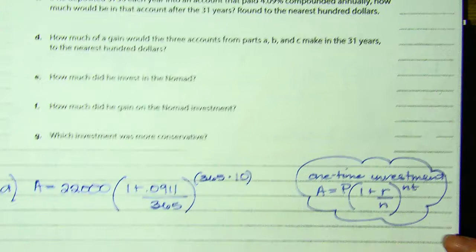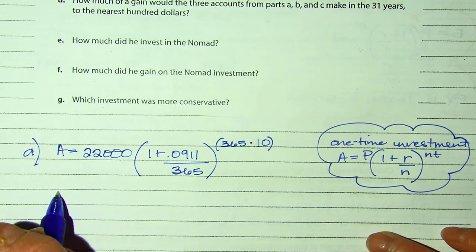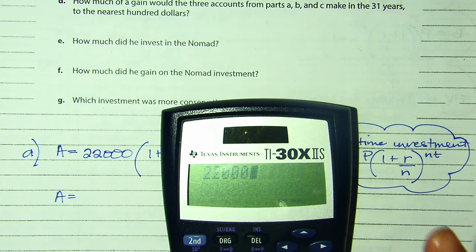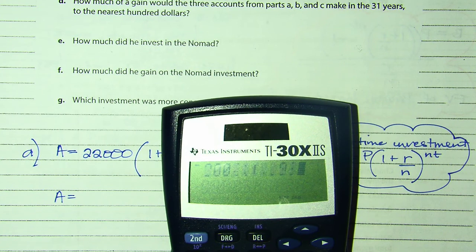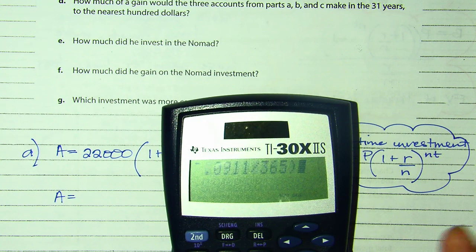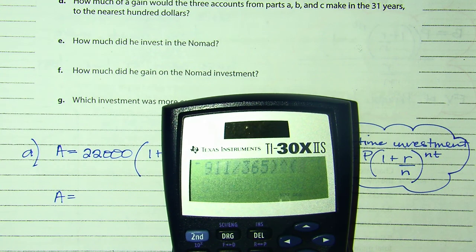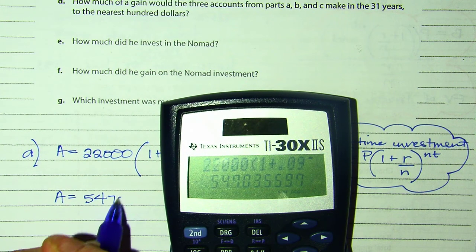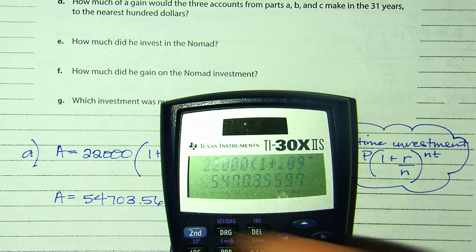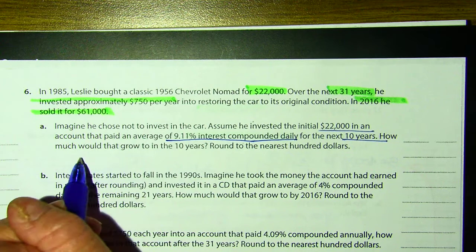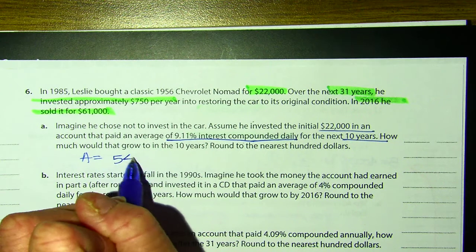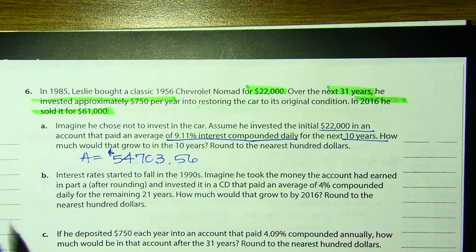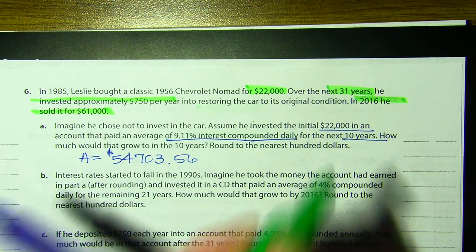Okay, so if I enter this in my calculator, I get 22,000, 1 plus my rate divided by 365, to the parentheses 365 times 10. I get that I would have $54,703.56. So I'm going to record that in part A. He would have $54,703.56. Okay? So remember, in this part, he invested 22.